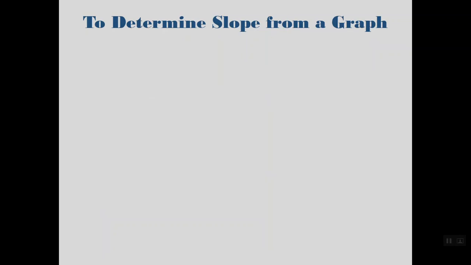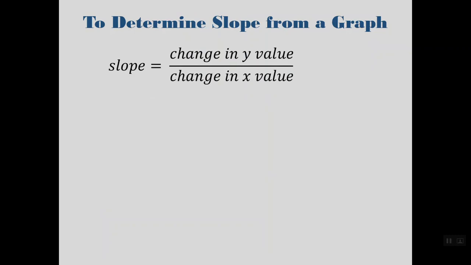All right, to determine the slope from a graph. Like I said, the slope is a ratio, and it represents two values, and the top one is a comparison of the y values of the ordered pairs from one point to the next. We talk about it as the change in y value, so we're really talking about the difference between those two y values. And in the denominator, we're talking about the difference between the x values in those points.